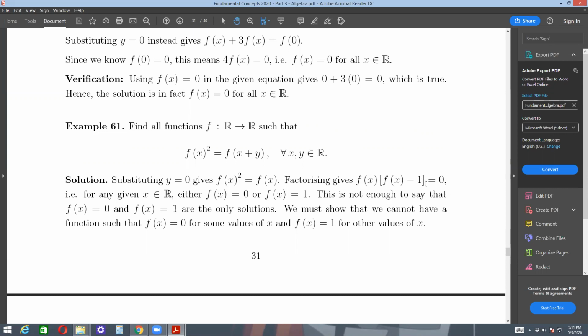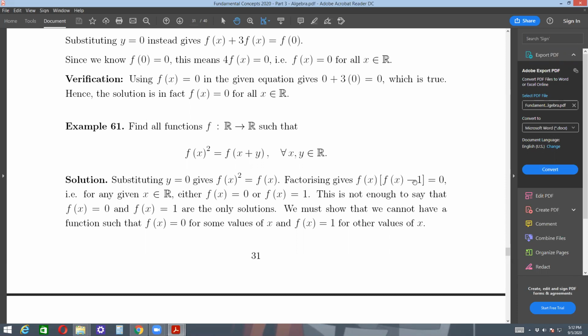But again, you have to be careful with this. This doesn't mean that f of x is exclusively either 0 or 1. It could be that for some values of x, f of x is 0, and for the other values of x, f of x is 1. So for example, I could have defined a function that says f of x is 0 for all rational numbers and f of x is equal to 1 for all irrational numbers, and that would satisfy this.